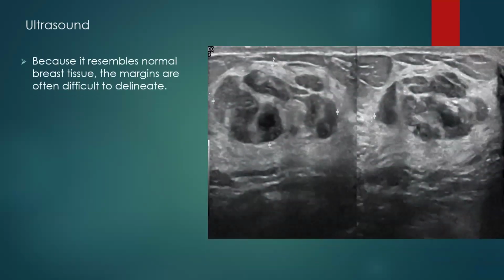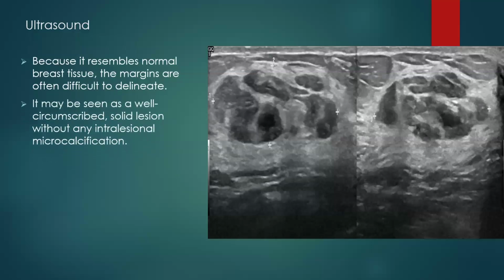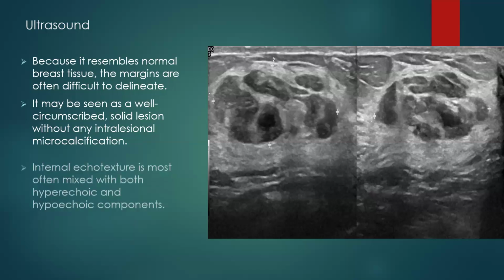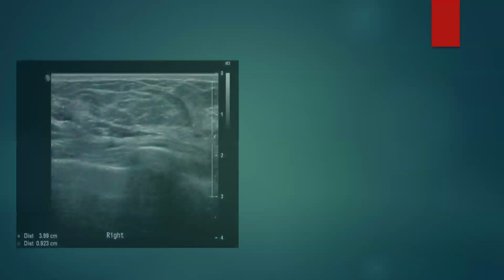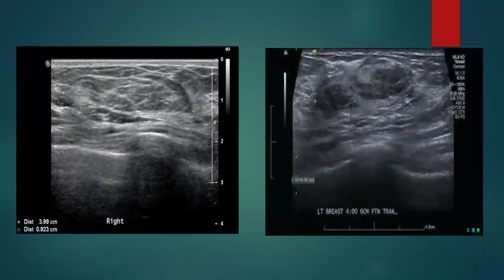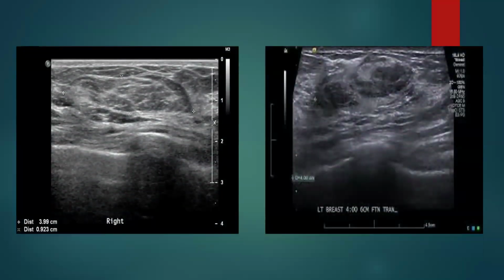In ultrasound, because it resembles normal breast tissue, the margins are often difficult to delineate. It may be seen as a well-circumscribed solid lesion without any intralesional microcalcification. Internal echotexture is most often mixed with both hyperechoic and hypoechoic components. Lesions are soft and easy to compress when performing the ultrasound. The same here.